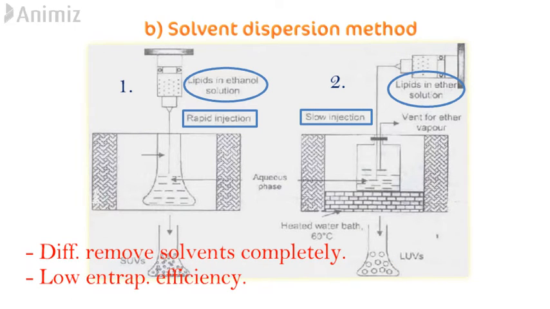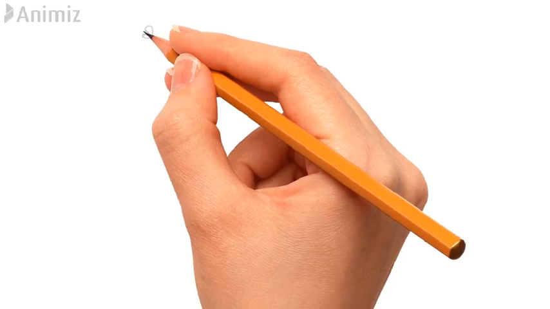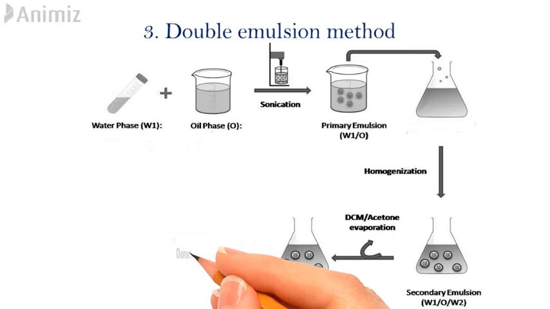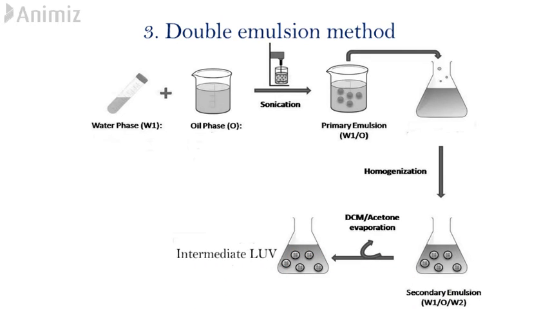it gives low entrapment efficiency. Third method under solvent dispersion technique is double emulsion method, in which a drug aqueous phase and a lipid oily phase are taken separately. They are sonicated to form a primary emulsion, which is added to an aqueous phase of usually a polymer. It is homogenized to form a secondary emulsion. The solvent is evaporated, which forms the intermediate LUVs.